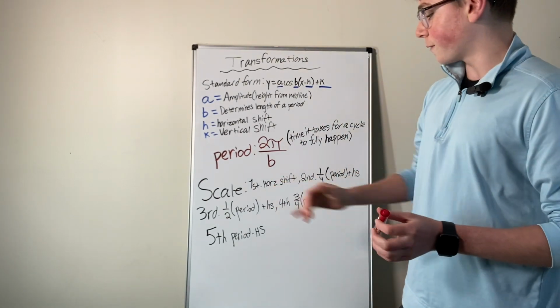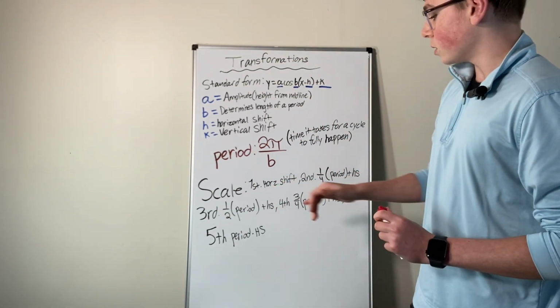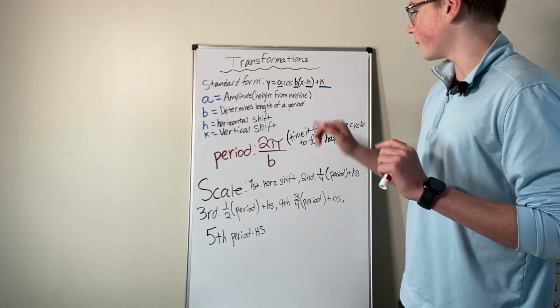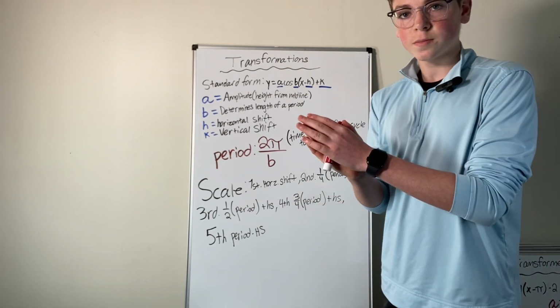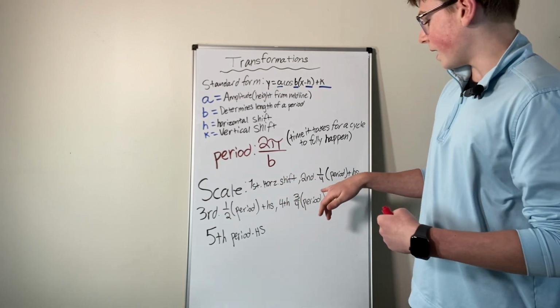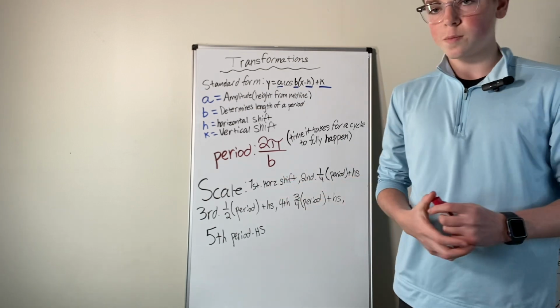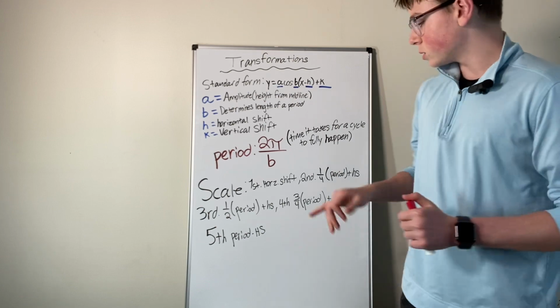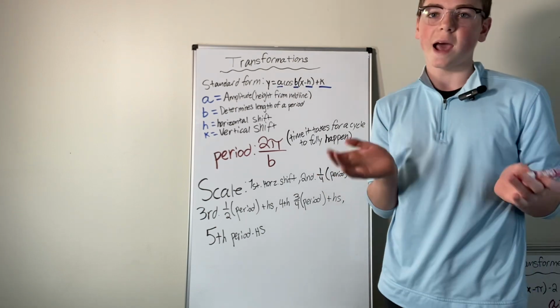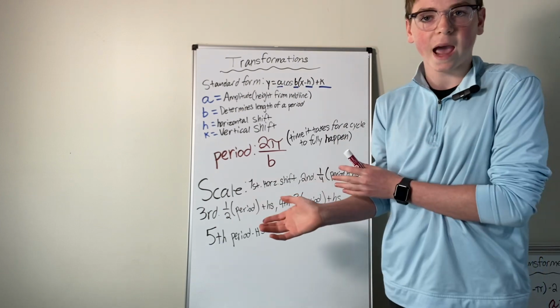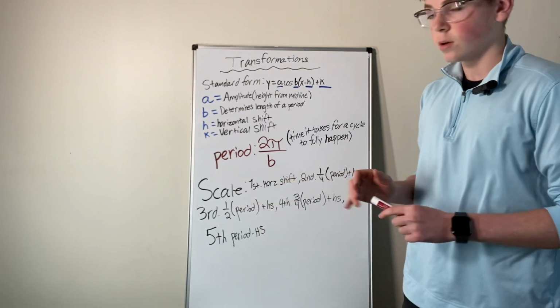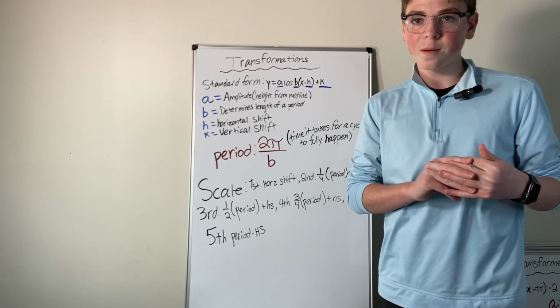So our scale is our first horizontal shift. Our first is our horizontal shift. So if this was negative pi over 2, then pi over 2 would be our first. Then our second is 1/4 the period plus horizontal shift. So the plus horizontal shift just means we're at the horizontal shift already, which is the scale. We were already at the horizontal shift. Now it is 1/4 times the period.